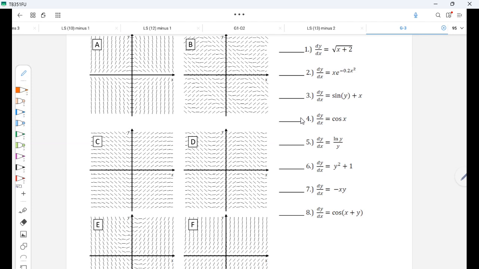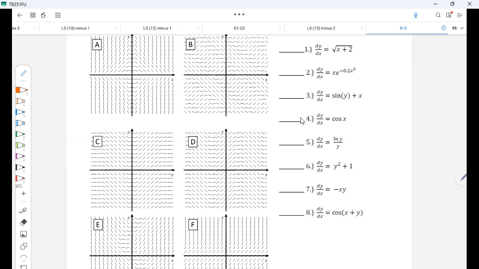Anything that jumps out at you about any of these slope fields that we may be able to use to match, which one of those is produced by those different things? Yeah. What's that? D is sine y plus x. I think that is cosine, yeah.